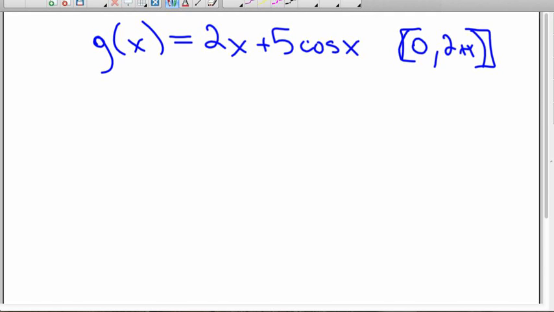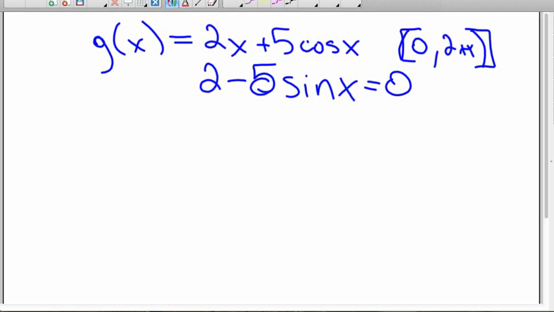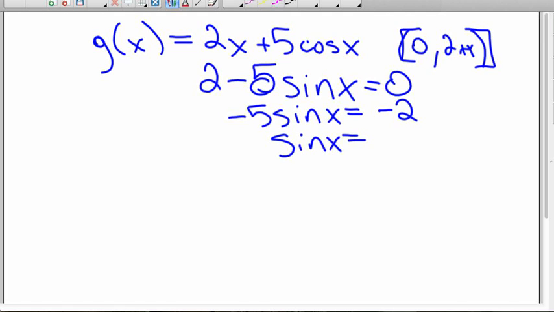Okay, so first you would find the derivative of this. Okay, that's a 5. So you have 2 minus 5 times the sine of x. Now you would find where this is equal to 0. Move 2 over. x equals... it's not a nice one.